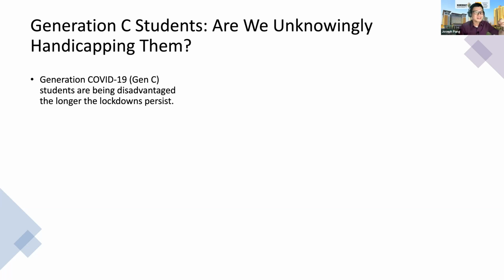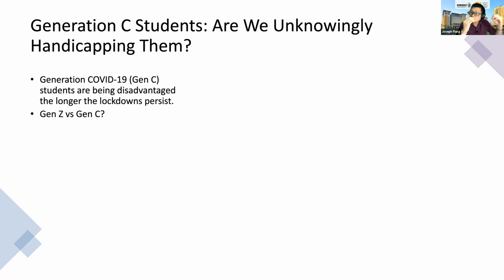All right, so it's a term that I coined. These are the current students, being disadvantaged the longer the lockdowns persist. The longer our lockdowns go on, the longer these people are going to feel disadvantaged, and these people essentially are Generation Z students, and we talked about Generation Z before. All of you here are equipped to teach Generation Z students. They are technologically savvy, they're self-motivated, they are engaged, they have a need for instant gratification. Now, what has this pandemic changed them to?